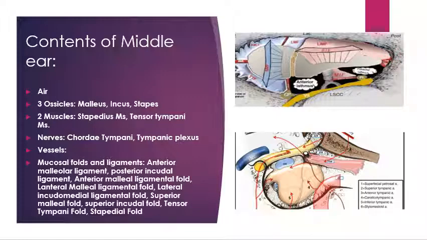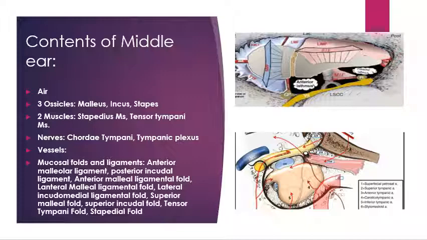Then you have the three ossicles, that is the malleus, incus and stapes. Then you have the two muscles, the stapedius muscle and the tensor tympani muscle. This has been discussed also. Then you have mainly two nerves. One is the chorda tympani. You have the facial nerve also, but that is embedded inside, so I have not included it. You have the chorda tympani, and then you have the tympanic plexus. Then vessels: you have the superior tympanic artery, then the anterior tympanic artery, then the caroticotympanic branches. So these vessels are all mentioned here, and you have to know about these vessels also.